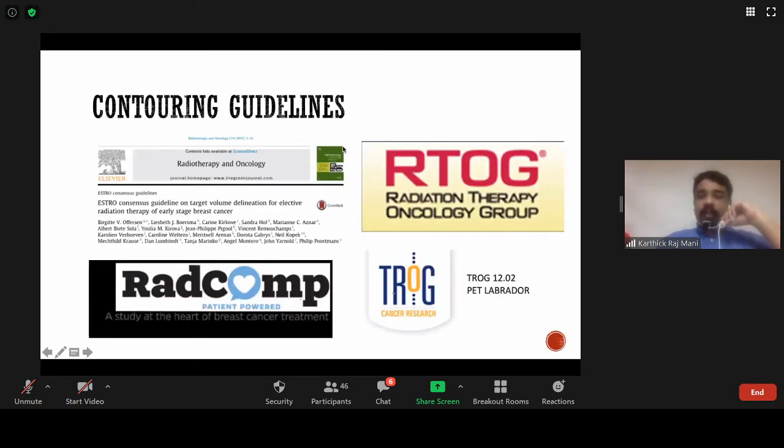Okay, let us start with contouring guidelines. Normally we have the standard RTOG and ESTRO guidelines, and there are new additions like the RADCOMP and the PET Labrador, which also came with evidence-based contouring guidelines. They worked on the recurrence pattern, and they added a lot of areas which are missed by the ESTRO and RTOG guidelines. Really, it is interesting to get into this, as it will help us to improve our contouring.